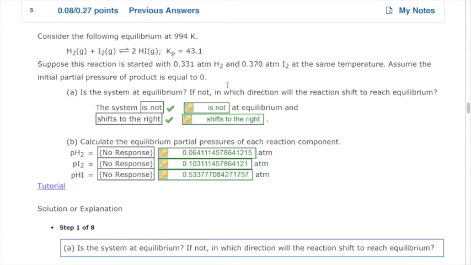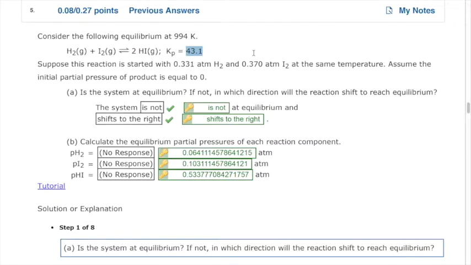So in this scenario, we have gaseous reactants. We have partial pressure from the reactants, but we have no products present yet. Okay, so is the system at equilibrium? And if not, will the reaction shift left or right to reach equilibrium? So here's where Kp is important.